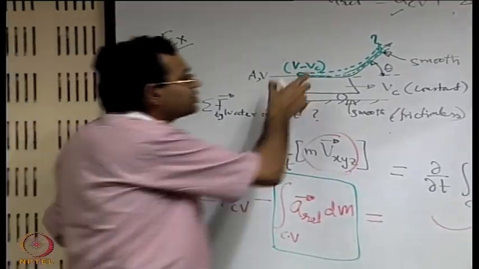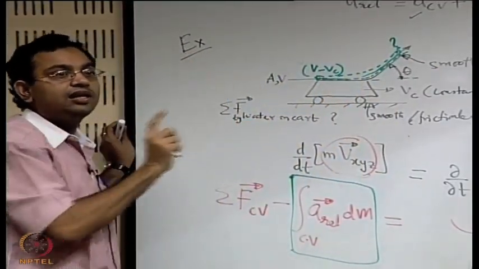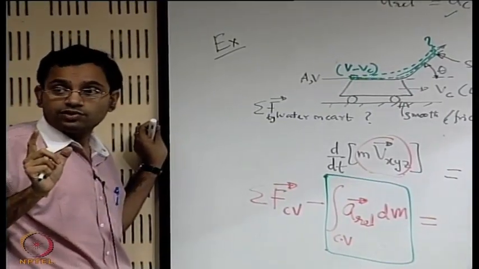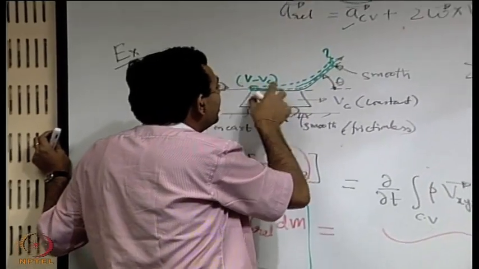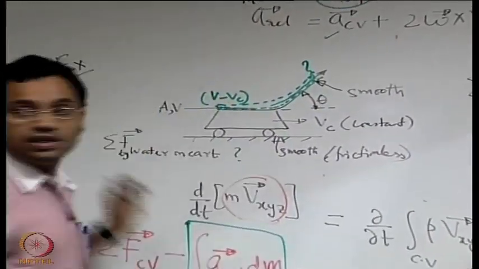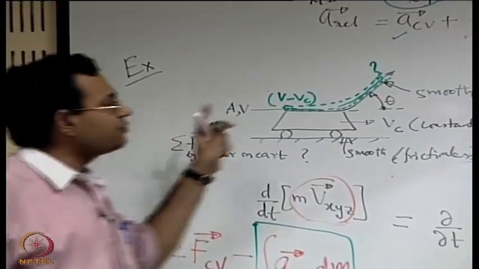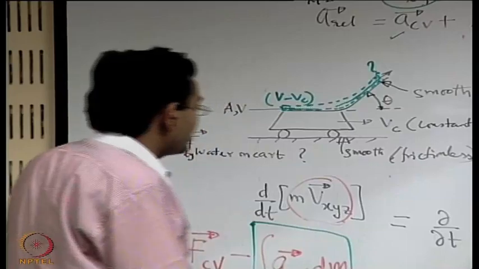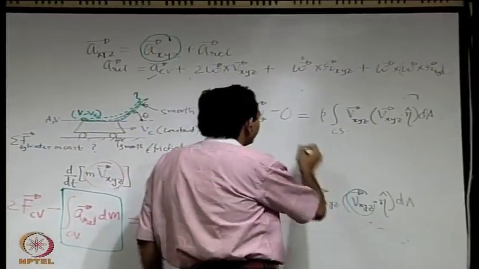And that relative velocity will be preserved because the kinetic energy is preserved, even in a reference frame which is moving but non-accelerating. So if you apply Bernoulli's equation here, then that V should be replaced by V minus Vc, because you are writing it relative to the reference frame. So when you write this expression here, what will come out?